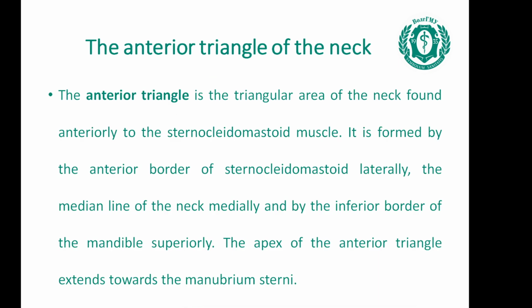The anterior triangle is the triangular area of the neck found anteriorly to the sternocleidomastoid muscle. It is formed by the anterior border of the sternocleidomastoid laterally, the median line of the neck medially, and by the inferior border of the mandible superiorly. The apex of the anterior triangle extends towards the manubrium sterni.